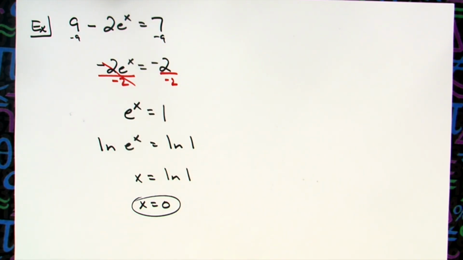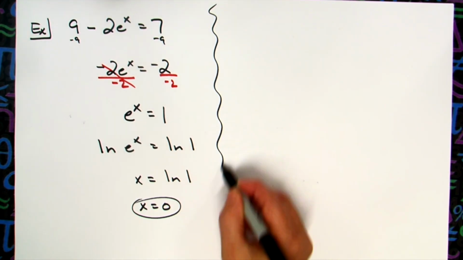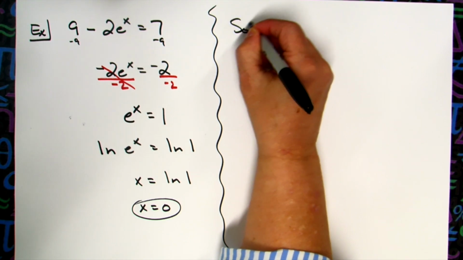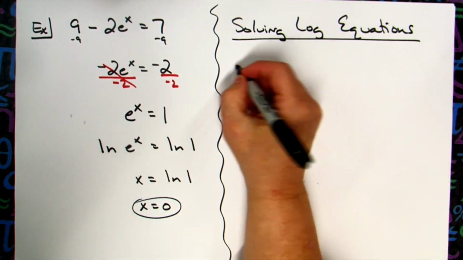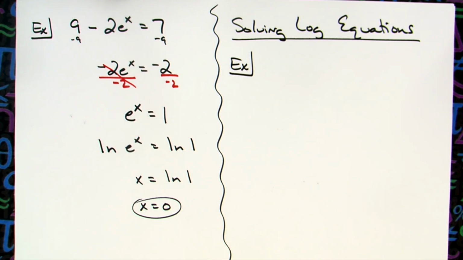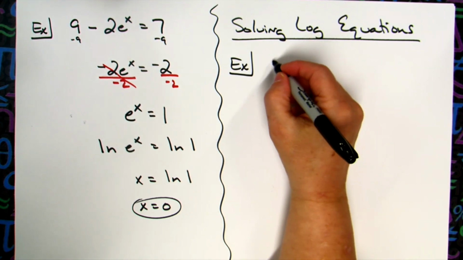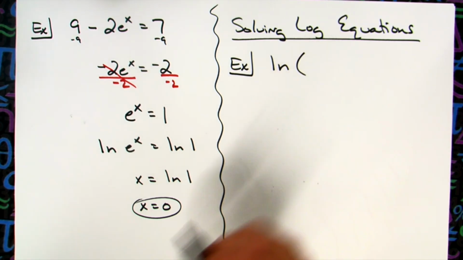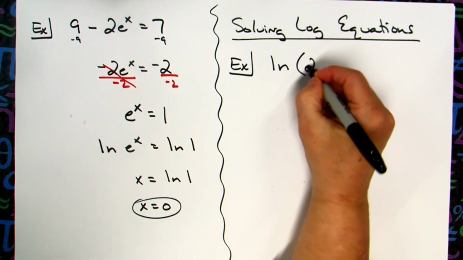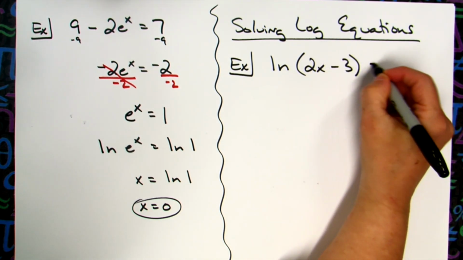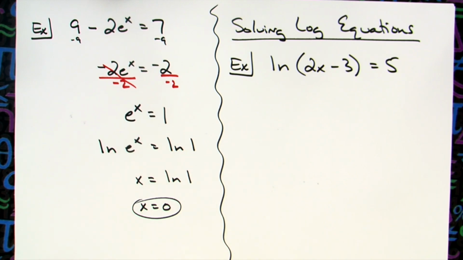All right, now let's do the other one. How about if I had a log equation? All right, so solving log equations. Okay, again, we did this in pre-calc, so we'll see if we remember. And maybe we'll only have to do one of these. Let's say we had natural log of maybe, say, a 2x minus a 3, and then equals 5. Can't solve it the way it's sitting. Anybody remember what to do?